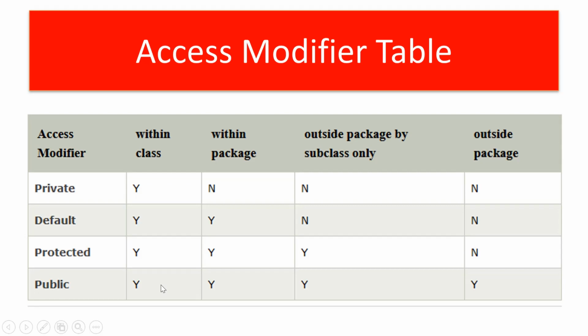And a public variable can be accessed within the class, within the package, outside the package by inheriting, or even not inheriting. So this is the summarized content of access specifiers that are available in Java.